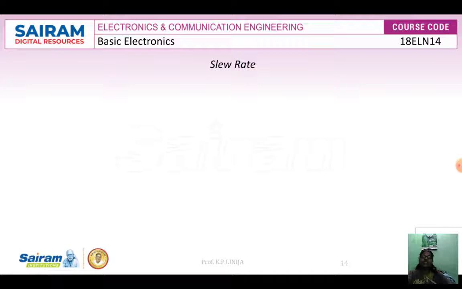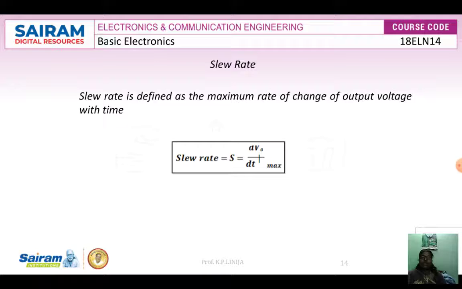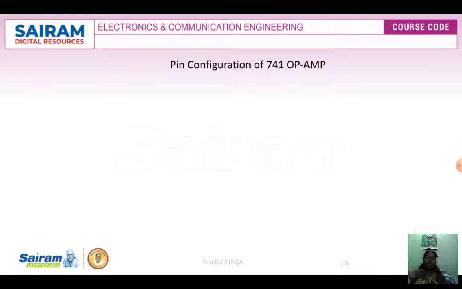The next we will see is the slew rate. Slew rate is defined as the maximum rate of change of output voltage with time. So it can be expressed as slew rate S is equal to dV naught by dt at the maximum level. That is the maximum rate of change of output voltage with time.